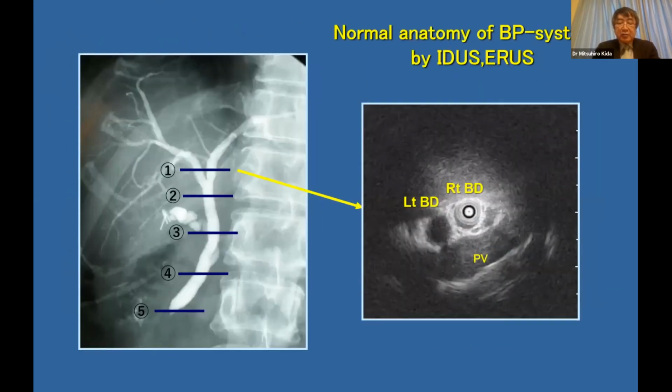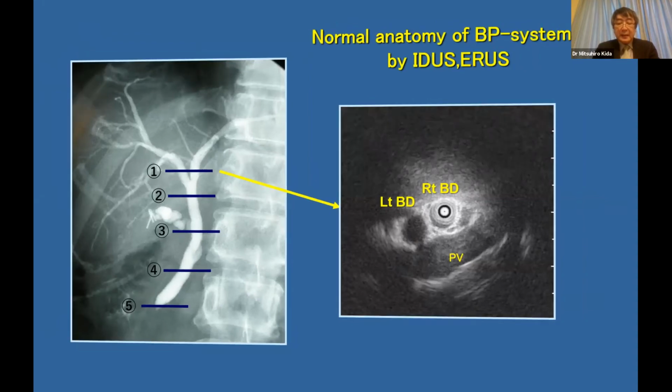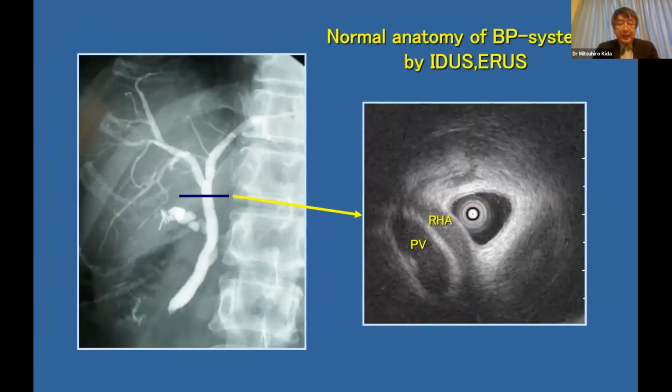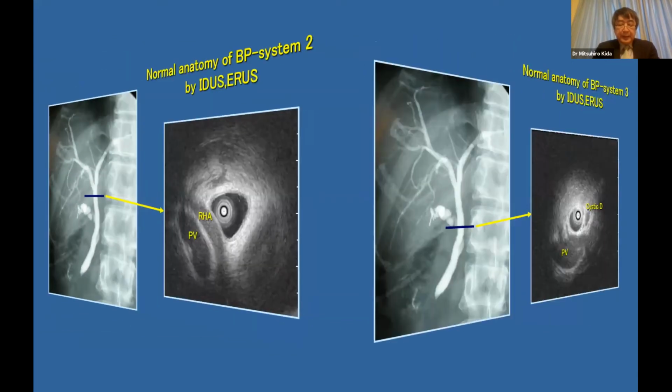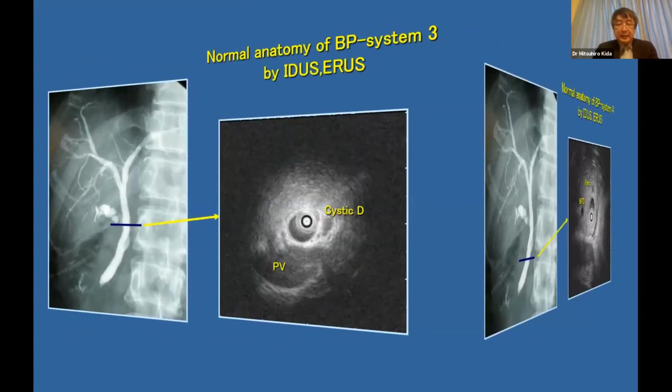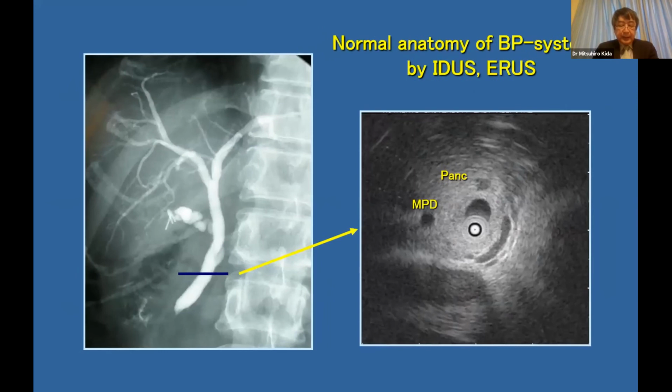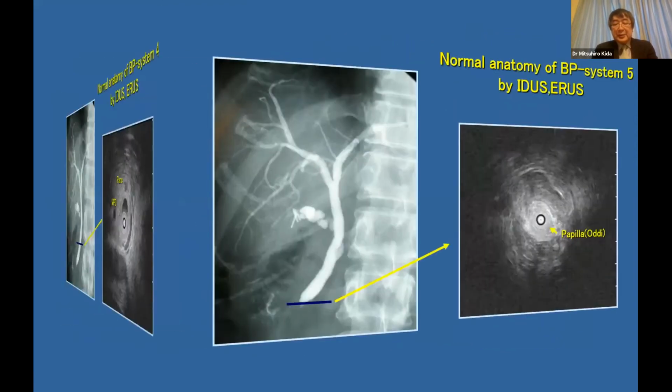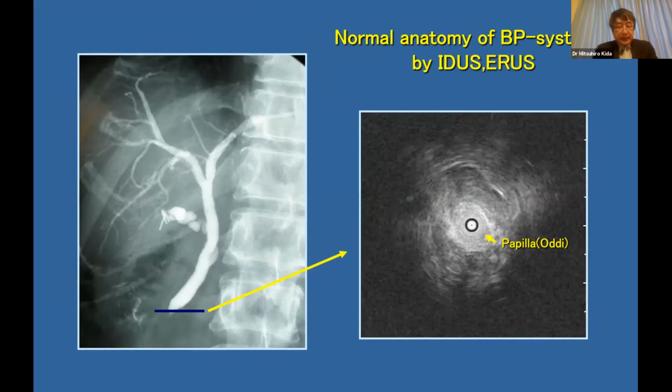So this is a typical anatomy of the biliary system. This slide shows the right and left hepatic duct and portal vein. This is the second step. This slide shows the right hepatic artery crossing between the portal vein and the bile duct. This slide shows the cystic duct departing from the bile duct. This slide shows the intrapancreatic bile duct. MPD is now approaching the bile duct. This is the duodenal papilla. Arrow indicates the OD.